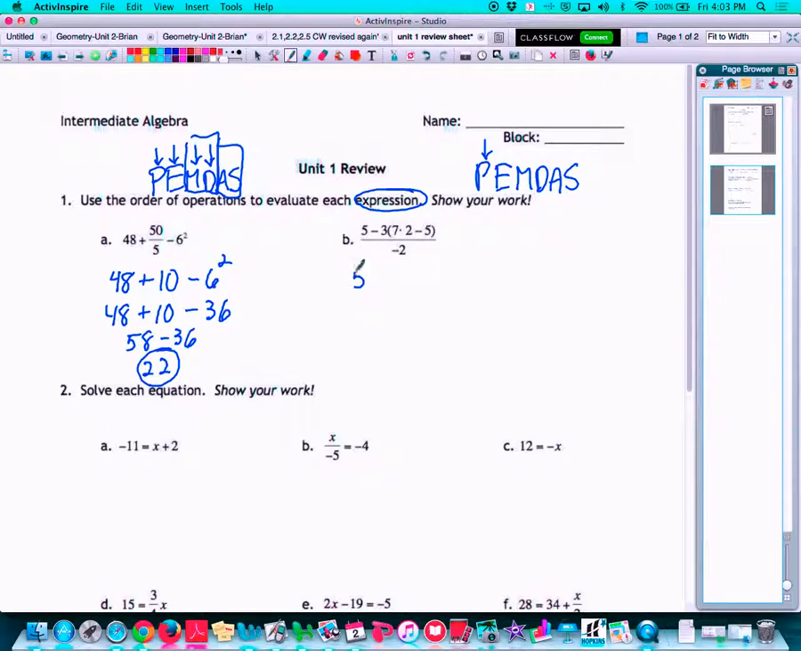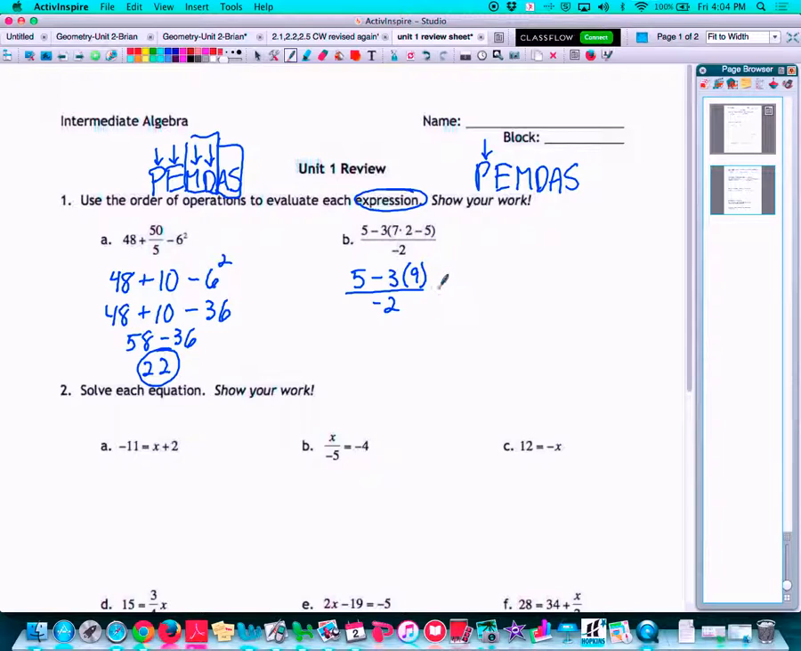So we end up with 5 minus 3, and inside the parentheses, that reduces to 9 over negative 2. Okay, now that number in front of the parentheses means that 3 is being multiplied by what's inside the parentheses. So we have to do the 3 times the 9 before we can subtract. We can't do 5 minus 3 to get 2. We have to do the multiplication first.